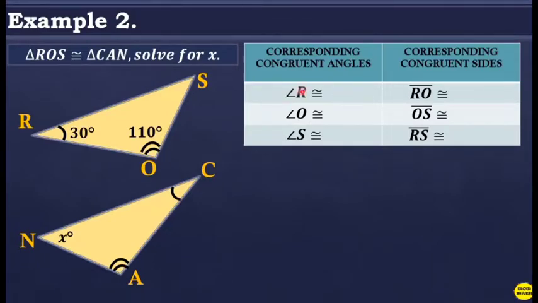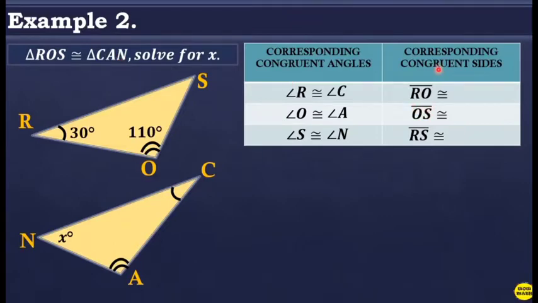So, angle R is congruent to, so as you can see, yung may pareho ng markings, angle C. Angle O is congruent to angle A. And angle S is congruent to angle N. Okay? So, we have triangle ROS is congruent to triangle CAN. If you will try to check it here, titingnan natin R corresponds to C. So, O corresponds to A, so therefore they are congruent. And S corresponds to N, so they are also congruent.